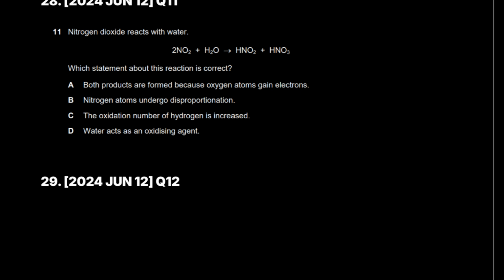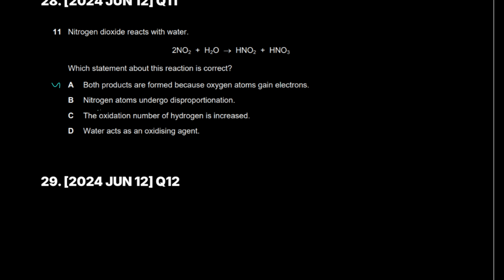28. Nitrogen dioxide reacts with water. Which statement about this reaction is correct? Now, nitrogen dioxide is reacting with water. Okay, good stuff. Now he's saying, which statement is correct? A: Both products are formed because oxygen atoms gain electrons. B: Nitrogen atoms undergo a disproportionation reaction. Now, I don't want to discuss A for now, although my job is to discuss every single MCQ. I like to discuss A as well. But if I were in the exam, I'd just skip A because I, as a student, might not understand what A means.